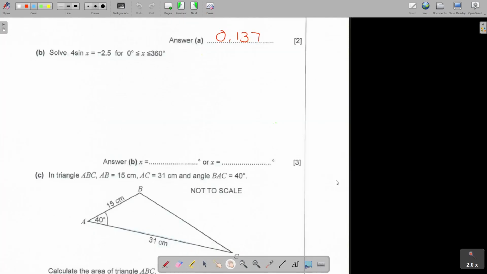Okay. Let's look at number B. Solve for sin x equals negative 2.5, where x is bigger or equal to 0 and smaller or equal to 360. This is trig equations. Now I'm first going to take you also to the textbook.